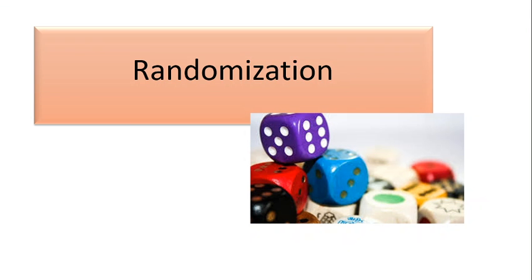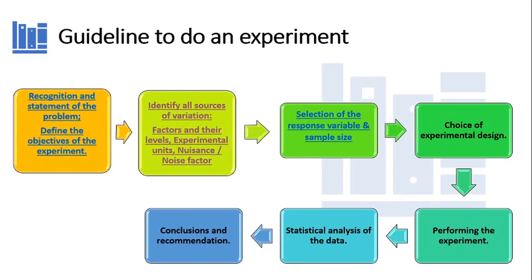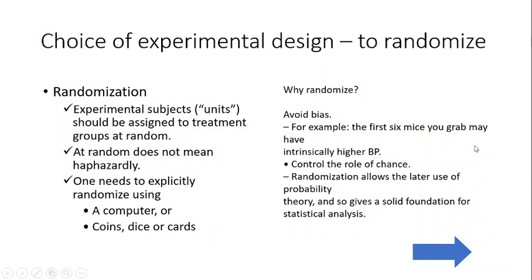So in this video, I will explain about the process of randomization. But before that, we can go back to our previous lecture notes where I have explained about some guidelines to do an experiment. In the process of experiment, there are a few steps that need to be followed. If we refer to the fourth step, which is the choice of experimental design, in this phase, we do the process of randomization.